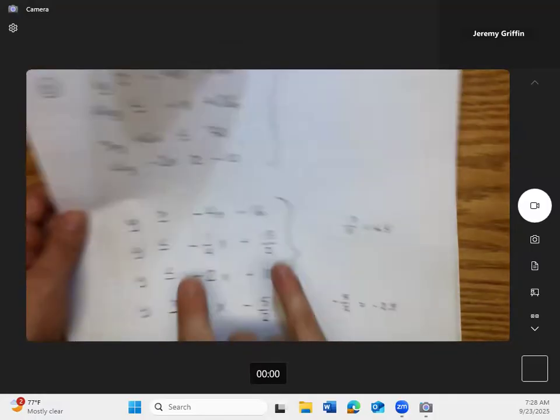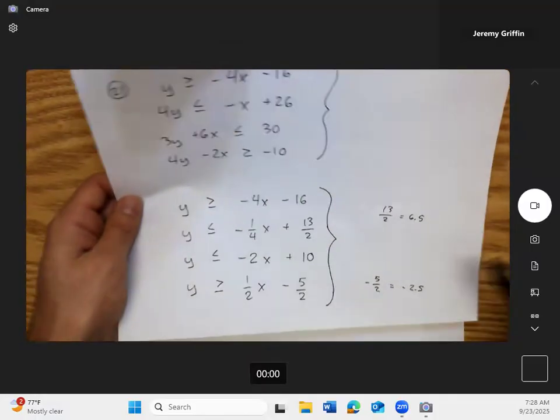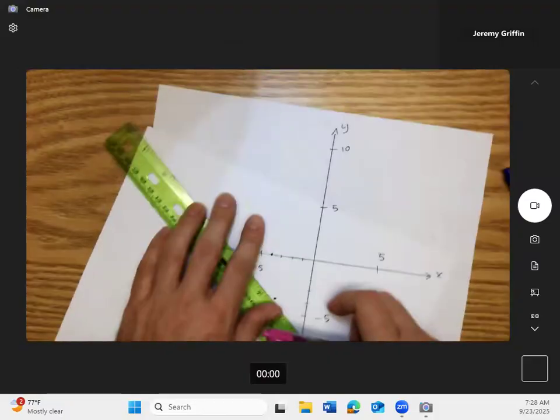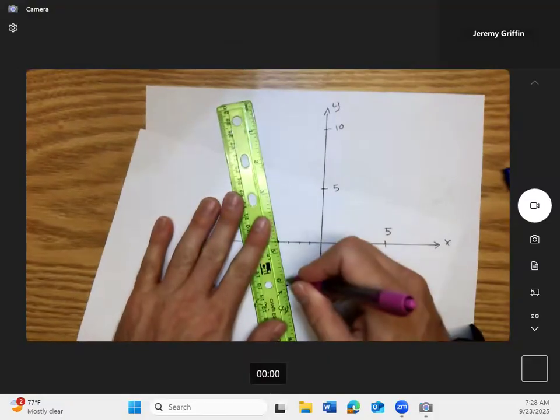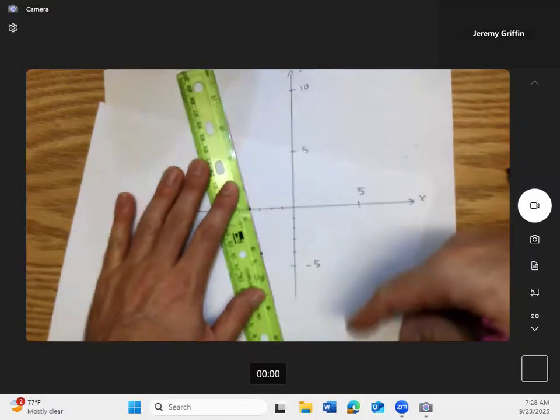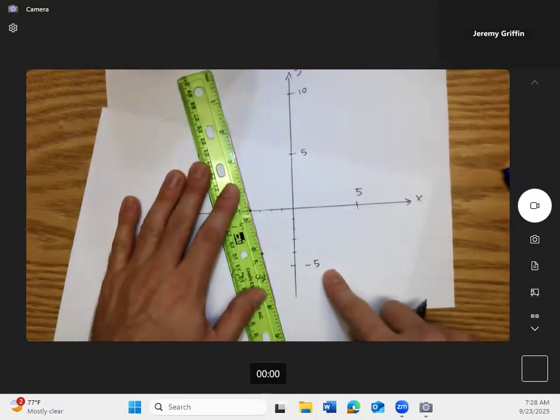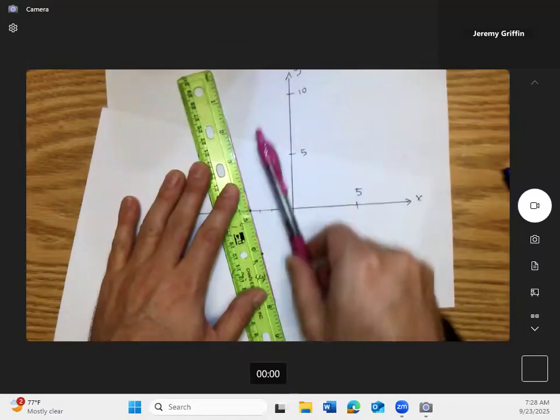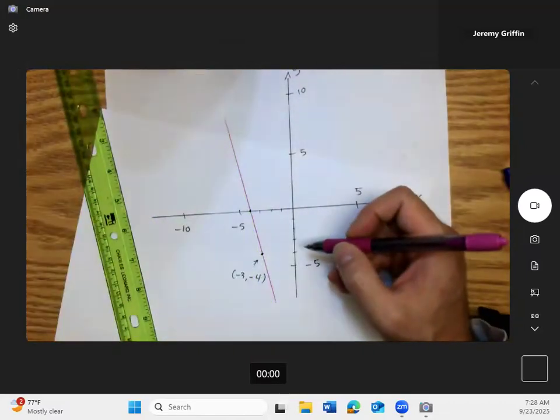Okay. And I need y to be greater than or equal to that. So this line's going to go sort of this way. And the y-intercept is actually off the page, but it's way down here, -16. Okay. So anything above that, it's like this region right here. Right. So we got one condition down.